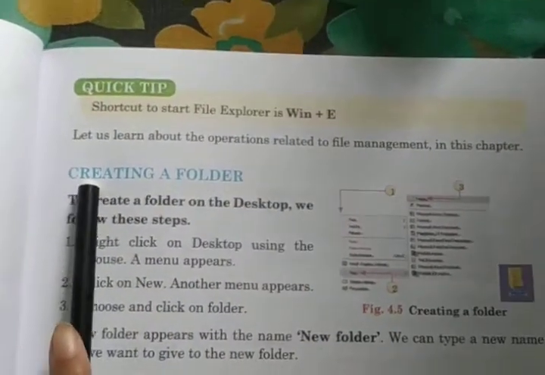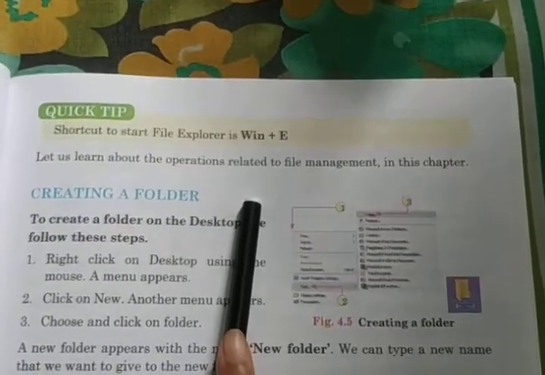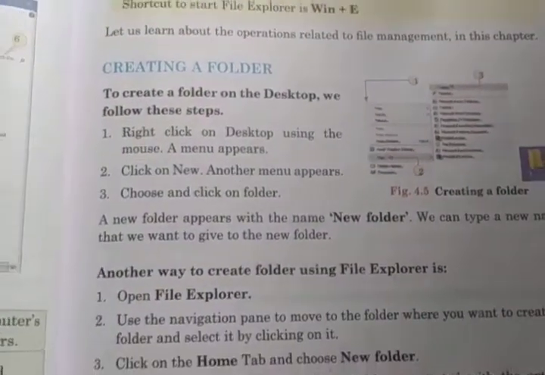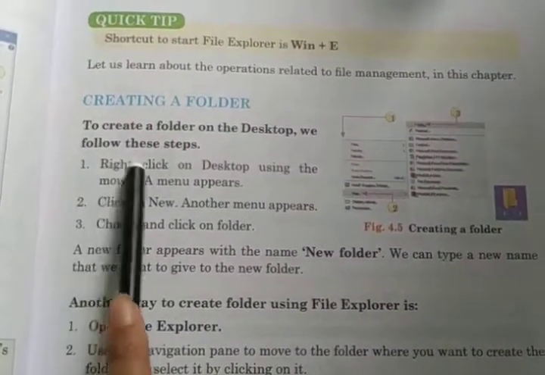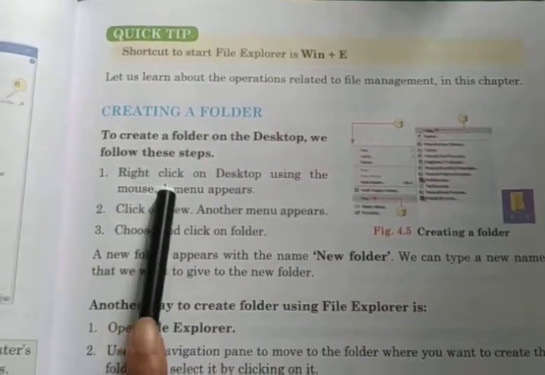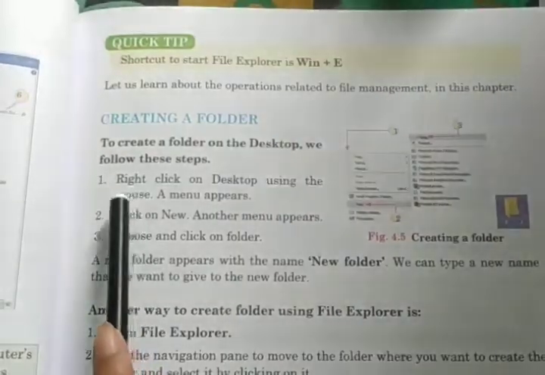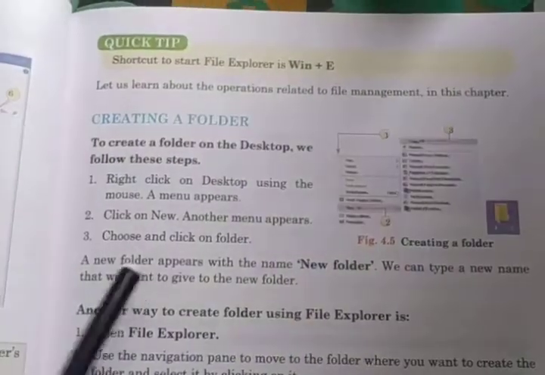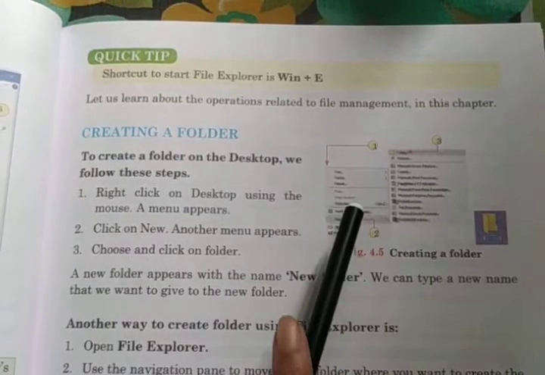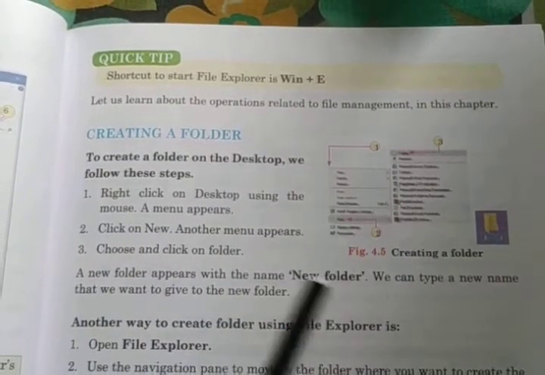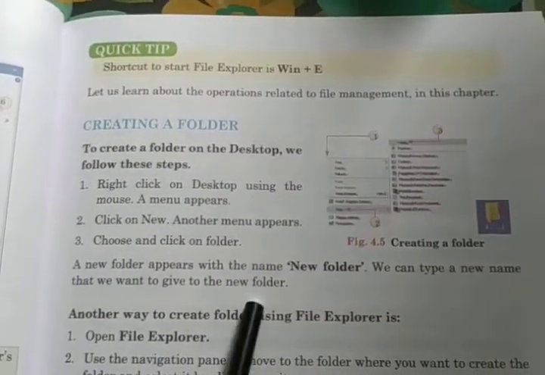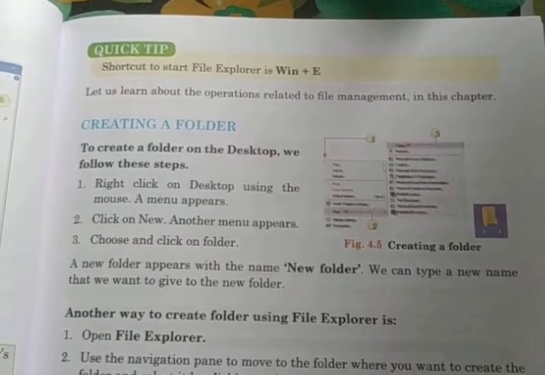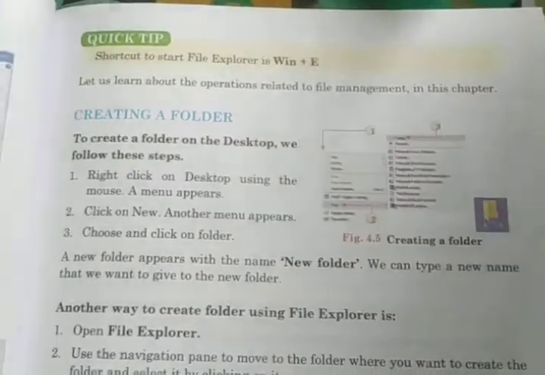Let us learn about the operations related to file management. Creating a folder and everything we'll learn now. To create a folder on the desktop, we follow these steps. Right click on the desktop using the mouse, a menu appears. Click on New, and then click on Folder. A new folder with the name New Folder will appear, and you can type the name of the new folder by just clicking backspace.